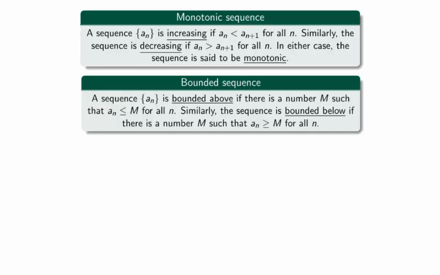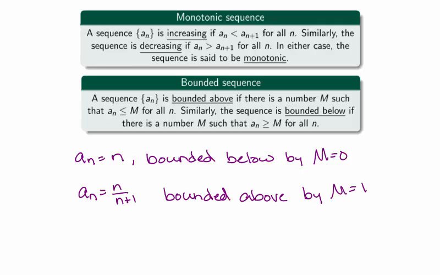A sequence a_n is bounded above if there is a number M such that a_n is less than or equal to M for all n. Similarly, the sequence is bounded below if there is a number M such that a_n is greater than or equal to M for all n. For example, the sequence a_n equal to n is bounded below by M equal to 0, since all terms a_n are positive. The sequence a_n equal to n divided by n plus 1 is bounded above by M equal to 1, since each term a_n is less than 1.